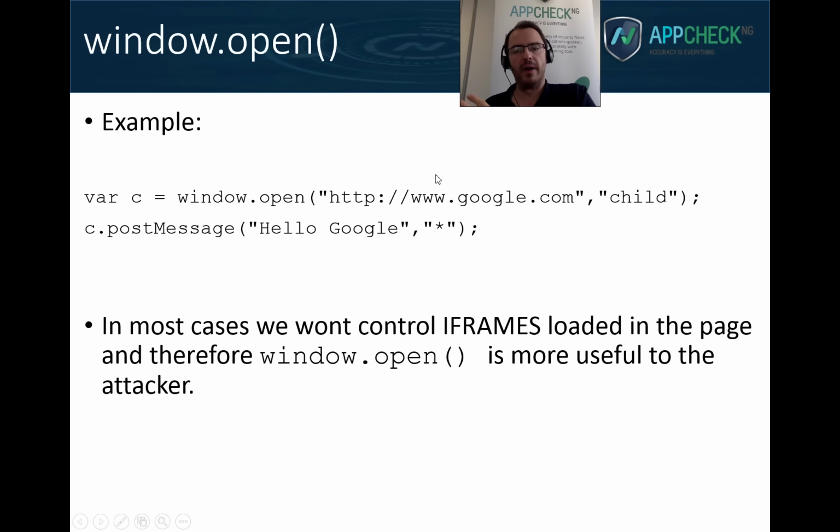So this is an example. Here we just open up a separate window to google.com, and we're going to send it a message saying "hello Google". So in JavaScript we can use window.open to open up our target page, and then we can use postMessage to send a message to it.